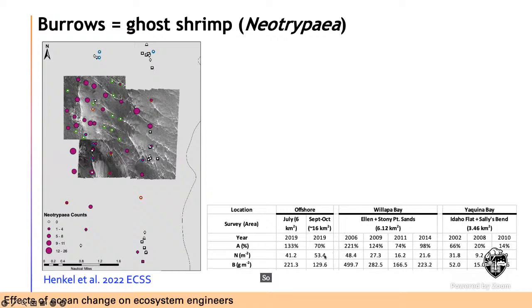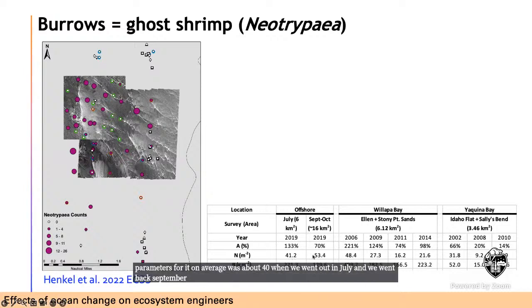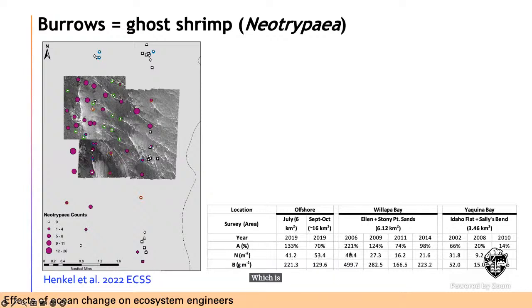So we look here, the number per meter squared on average was about 40 when we went out in July, and when we went back in September, October, we got over 50, which is rivaling the densities in Willapa Bay back in 2006, and the bays have all been declining since then. And here we are finding tons of them out on the shelf.